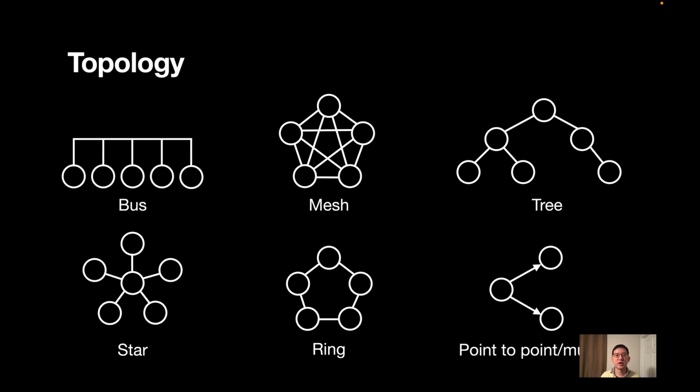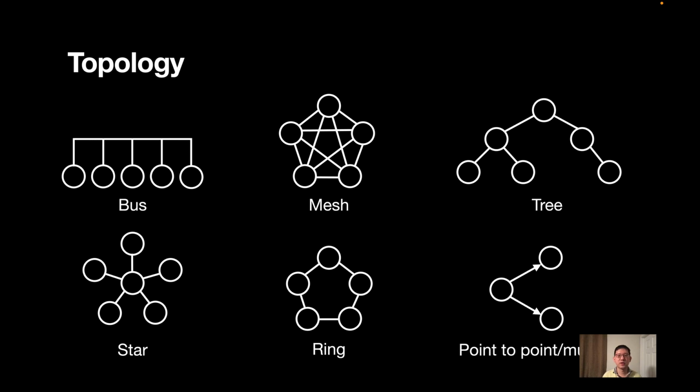You have the bus, where you have one cable connecting all the devices. You have star, where you have one central device, and that central device connects to all the other devices. You have a mesh, where all devices connect to all other devices. You have a ring topology, where each device connects to two other devices, and putting together forms a loop. You have a tree topology, where you start with a device at the top and then you connect them together like branches of a tree.